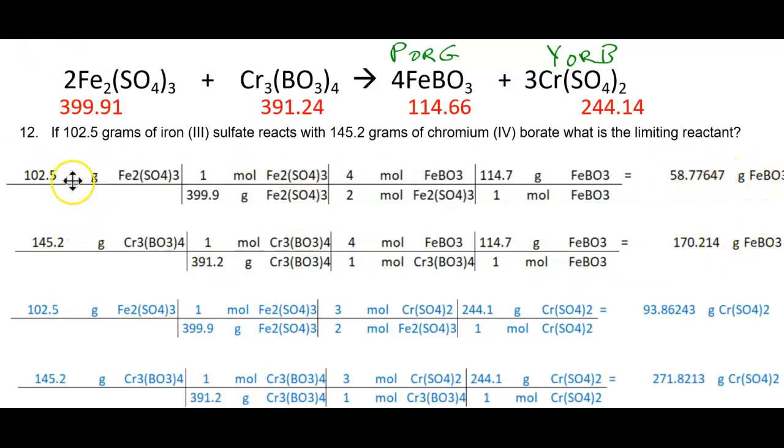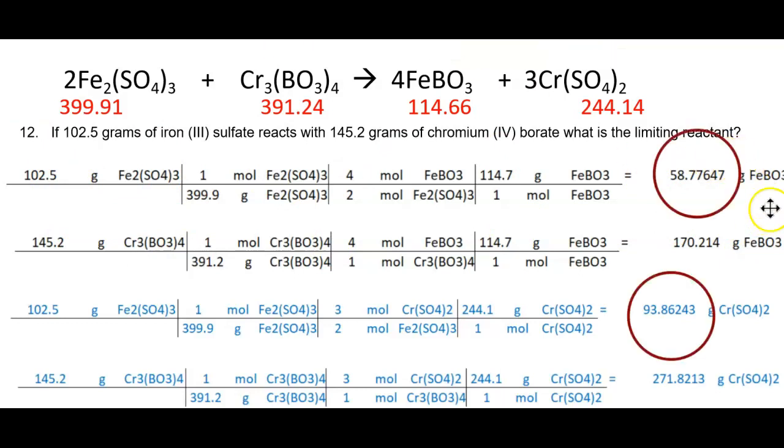So when I took them and I went to iron borate, I got 58.77 as my smallest. If I would have taken the two starts to chromium sulfate, I got 93.86 as my smallest between the two. Okay, so again, remember, you're either doing the black set or the blue set. You would not do both. So both of these tell us the least amount is produced here for iron borate, and if I start with the same two starts but go to chromium sulfate, 93.86 is the least amount.